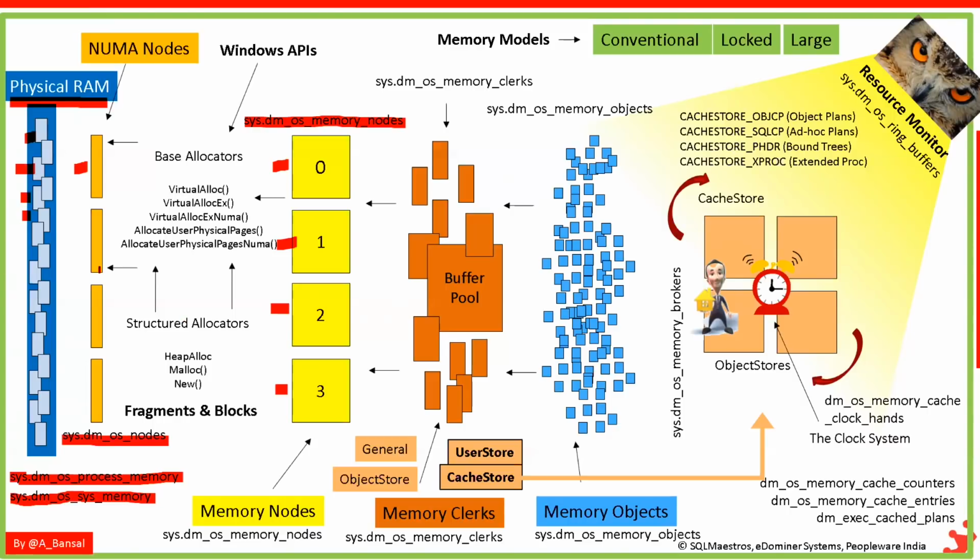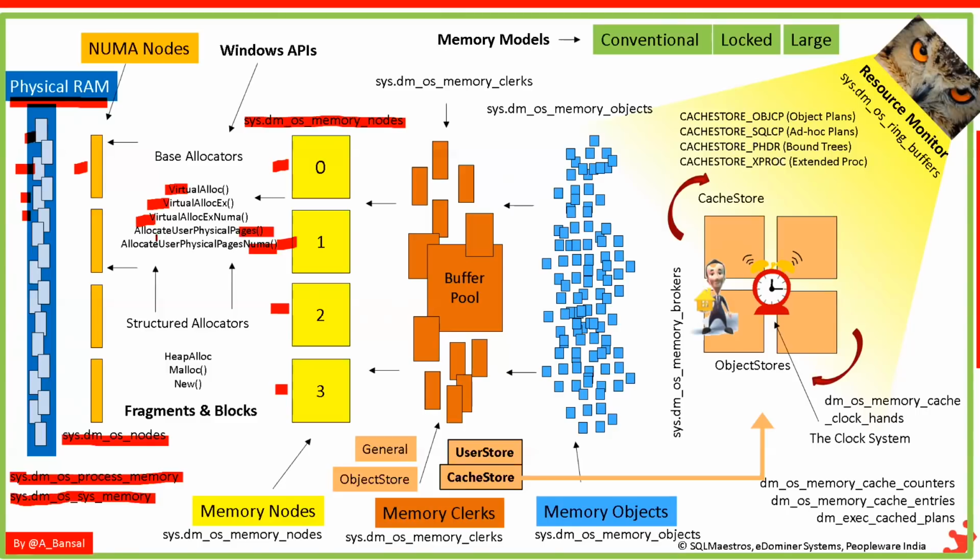So under base allocators, let's say you can see a virtual alloc X, and then virtual alloc extension NUMA, or the AWE allocations via physical pages and physical pages NUMA. These are base allocators. Now, base allocators actually provide a raw interface, and they allow you to block memory in large chunks. So when you are actually blocking memory in large chunks, the good thing is you might have more control over the memory, but the bad thing is memory management becomes inefficient.